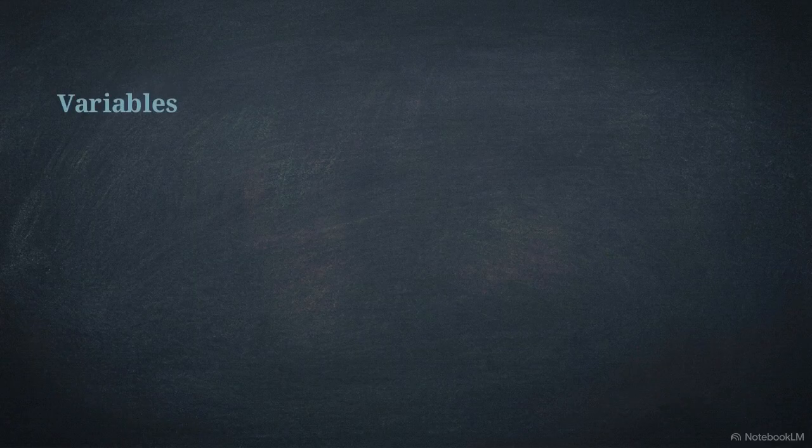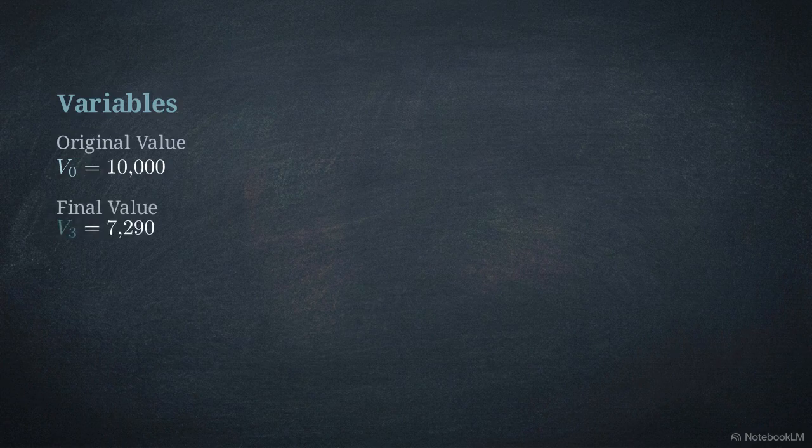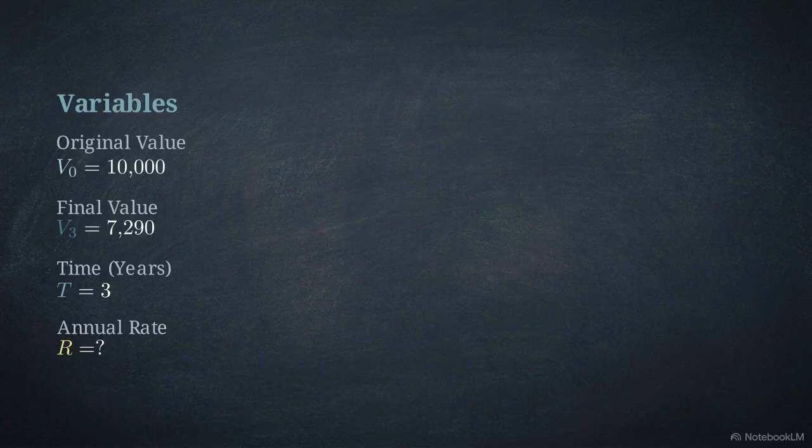Let's lay out our exact variables. The original value, V0, is 10,000. The final value after 3 years, V3, is 7,290. Time, T, is 3 years. We are solving for R, the annual compound depreciation rate. You might occasionally see older textbooks use P and PT instead, but the math is exactly the same.